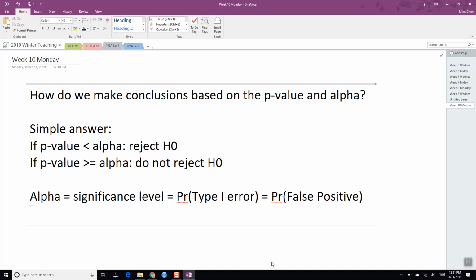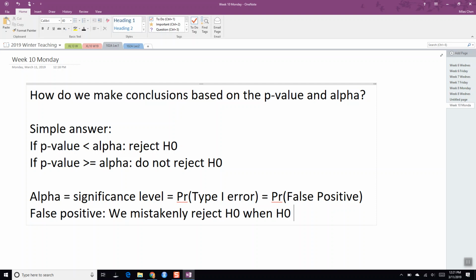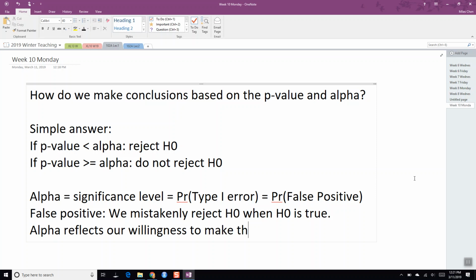I can't remember what I've told you guys already. So, okay, false positive, so this is we reject the null, I'll say we mistakenly reject the null when the null is true. And so our alpha reflects our willingness to make this mistake.